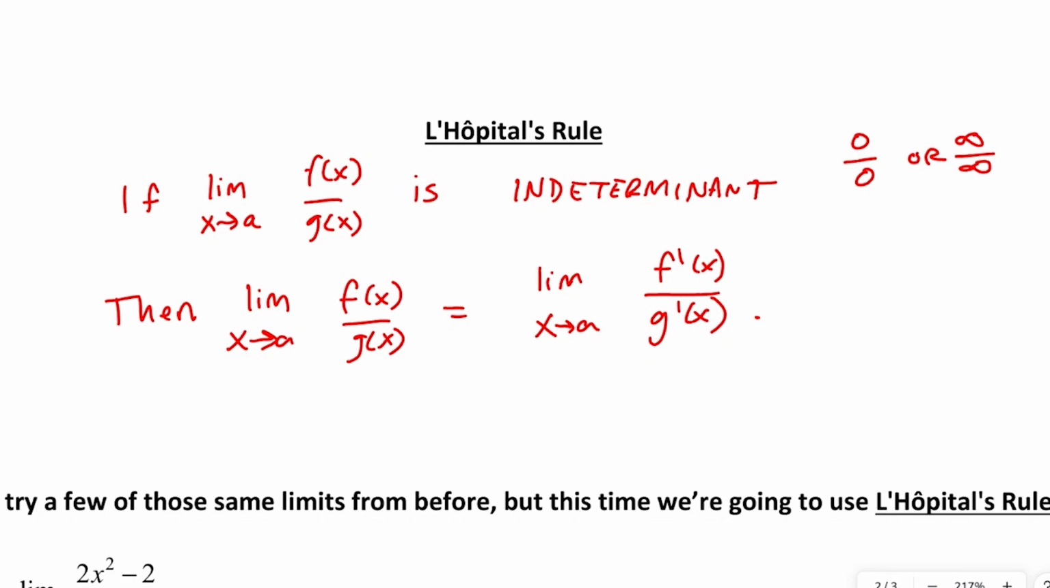So now that you know this rule, you'll never have to ask yourself, oh, is it bigger on top? Is it bigger on bottom? You'll never have to answer that anymore. Because now what you can do is just differentiate the numerator and the denominator separately from each other, and then use direct substitution.